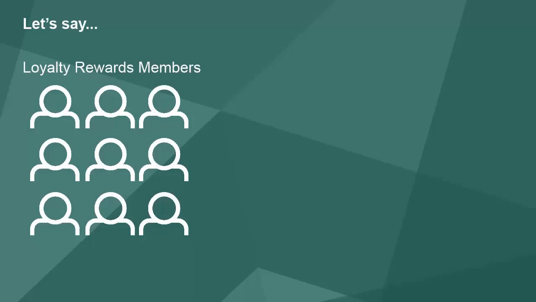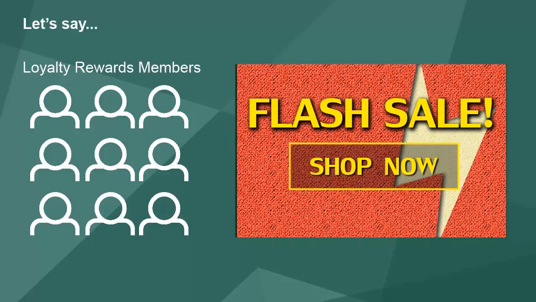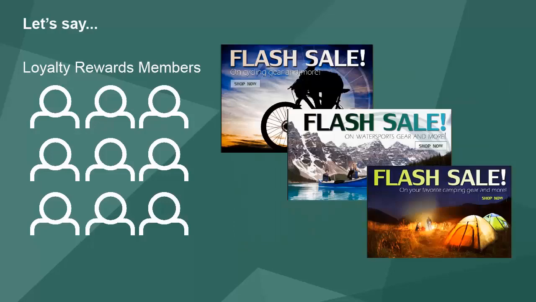Let's say you have a flash sale just for your loyalty members. Sure, you can take your loyalty rewards members list and send a big email saying flash sale, and you might generate a little traffic. But what if you could show them sale products based on their preference, like favorite sport in this case?